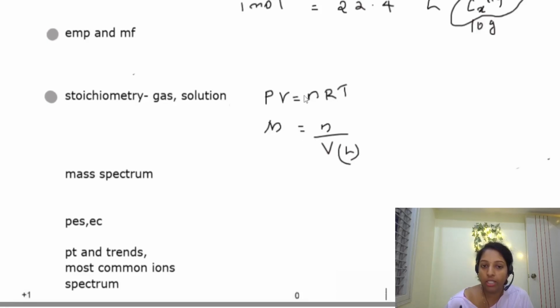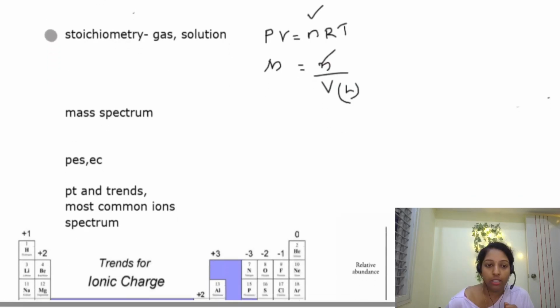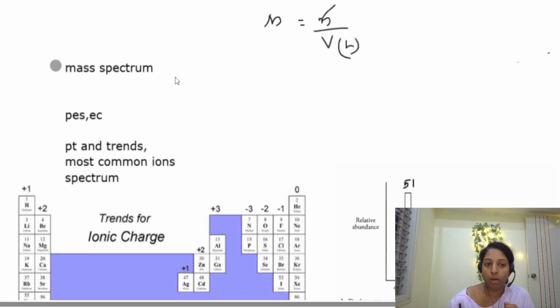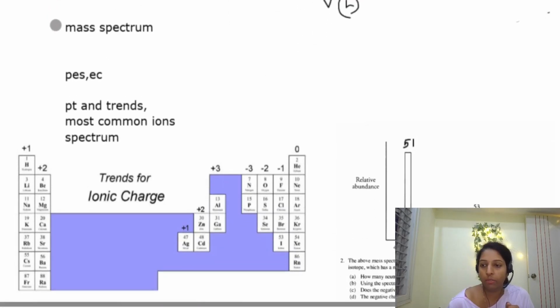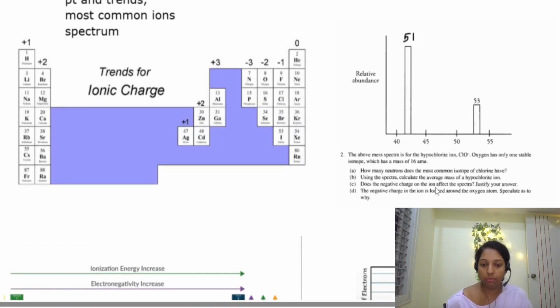Right? By using this equation, you can easily calculate the number of moles. So you can convert to number of moles and the corresponding mass. Okay. And then the main important point in this chapter is mass spectrum. Okay, so mass spectrum is like, see, this is the mass spectrum.